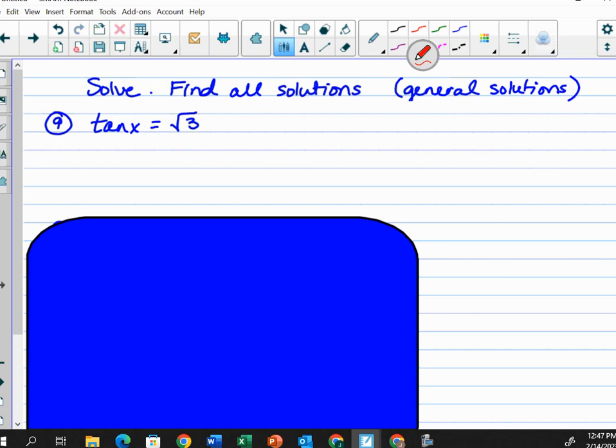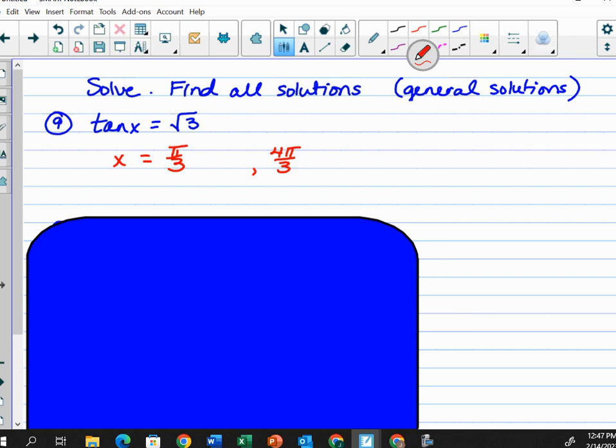I'll explain. Okay, where does tangent equal positive root 3? Just once around the circle, where does that happen? Pi over 3 and? Okay. I'm going to leave a little space and write both of those.